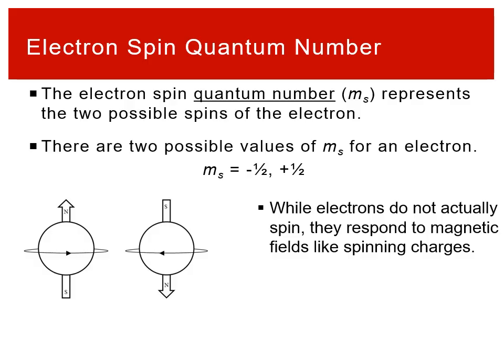All right, the final quantum number is the electron spin quantum number, which is called m sub s. This represents the 2 possible spins of an electron. So there are 2 possible values of m sub s, -1/2 and +1/2. Okay, so this property of electrons is called spin. The electrons do not actually spin. They instead respond to magnetic fields as if they're spinning charges. So people initially thought they were spinning, and we just kept that word.